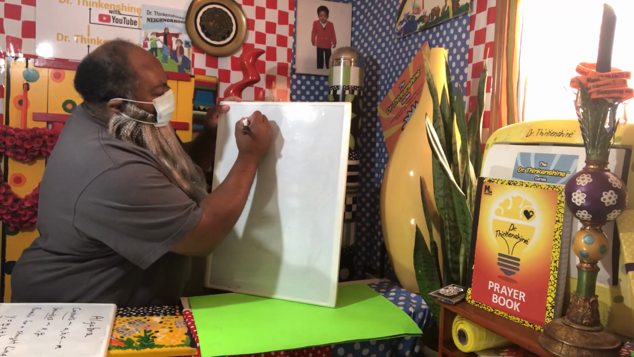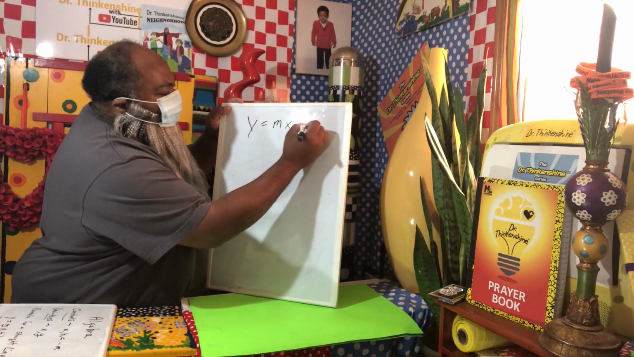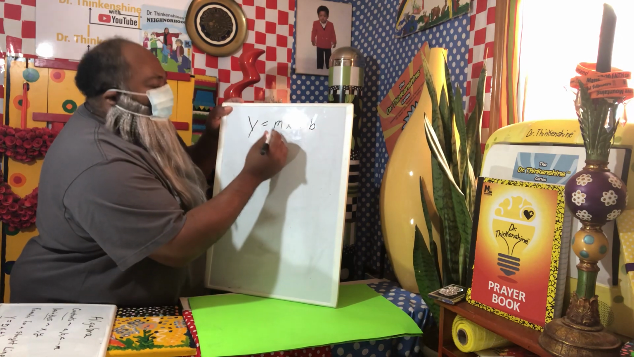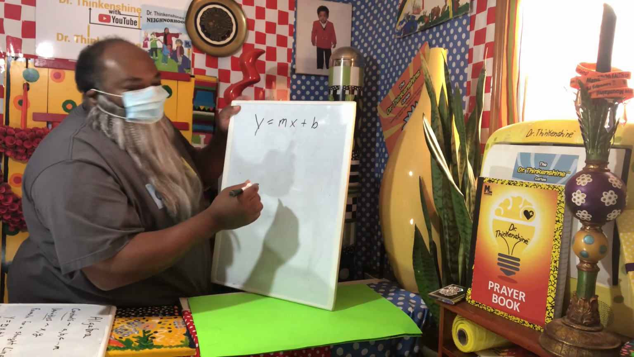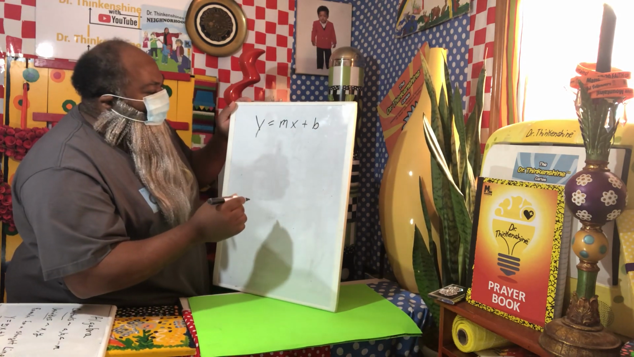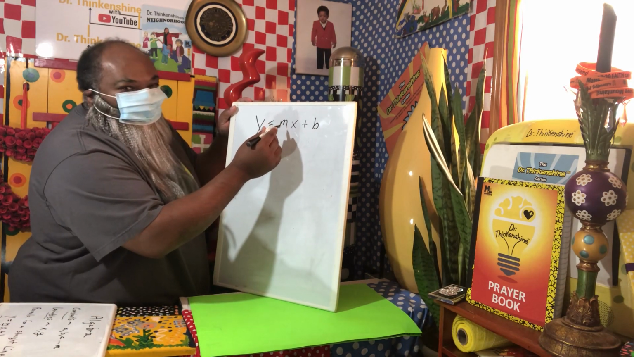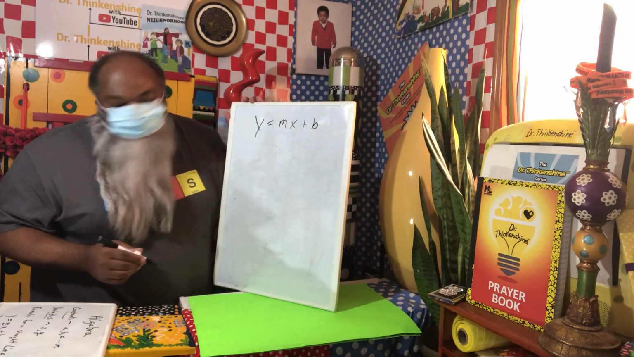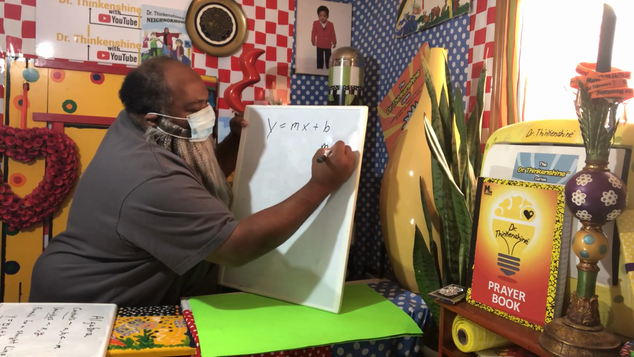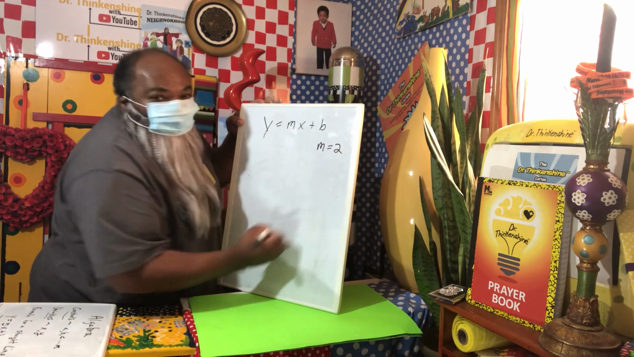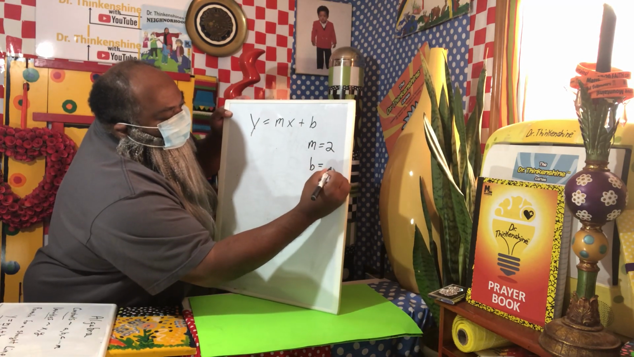Okay, let's go back to our example. y equals mx plus b. Now, m also represents the slope of a straight line, but that's for another class. So, let's just pick a couple of constants. For example, let's make m equal 2, and we're going to make b equal 1.